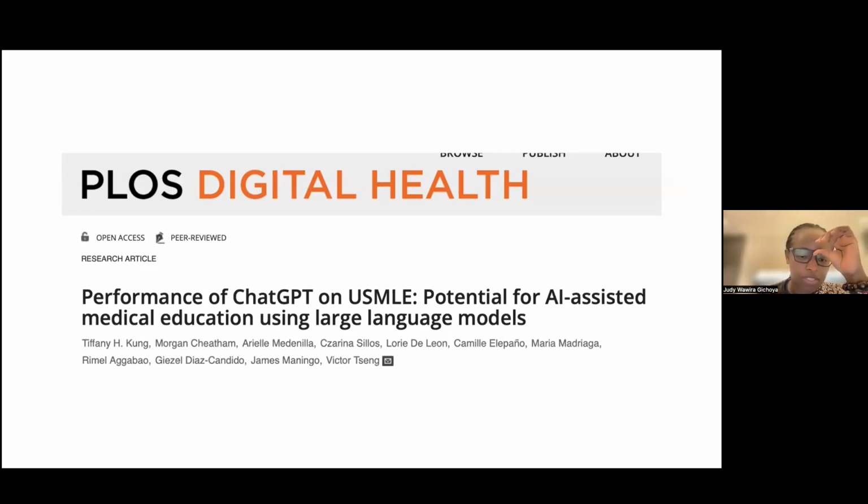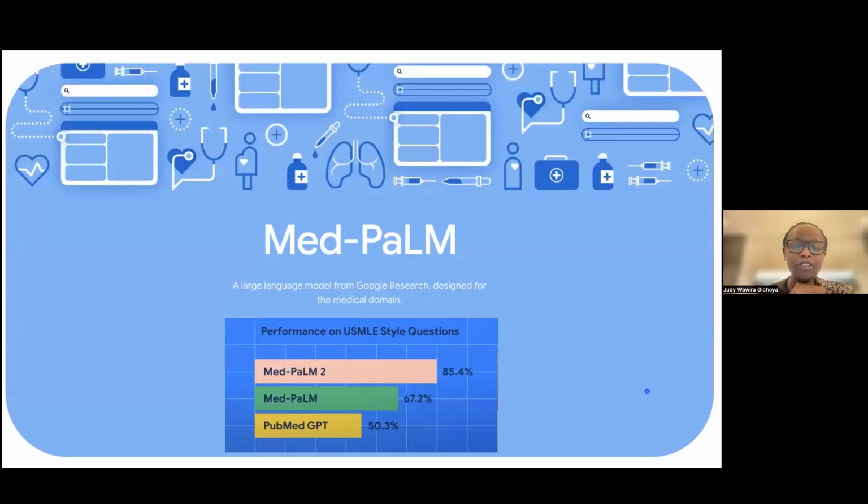And so, in medicine, we see this type of article. This is the performance of ChatGPT on USMLE-like questions and what this means. I think one this week, which I haven't read, has also passed the board exam for radiology. And one of these models is actually made by Google.